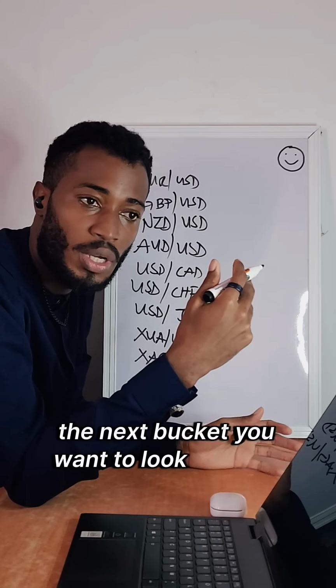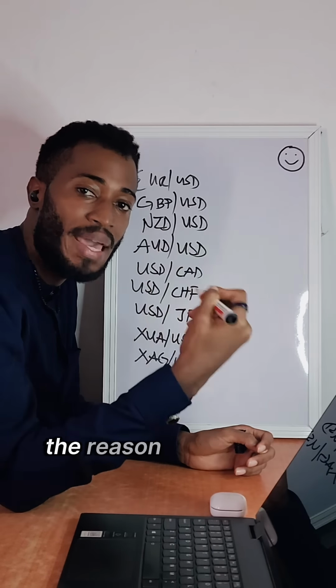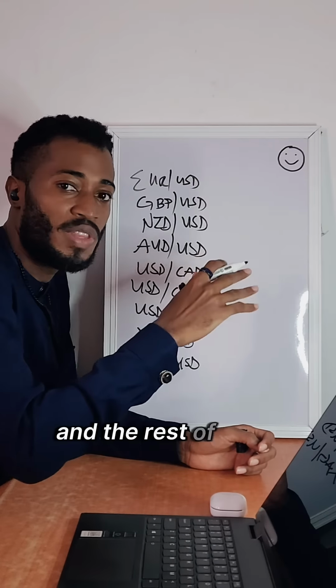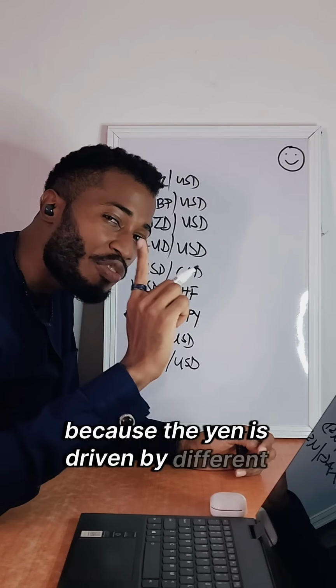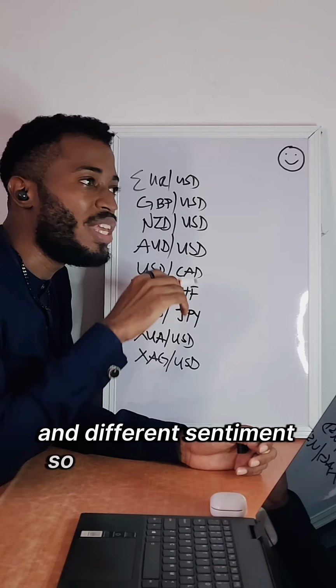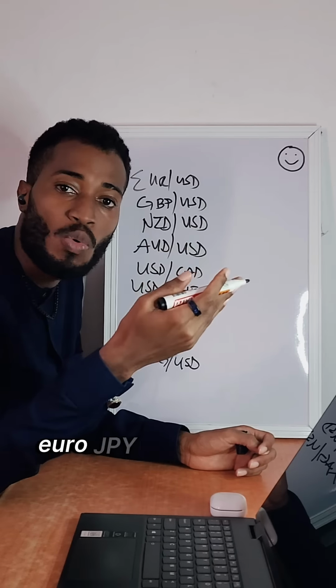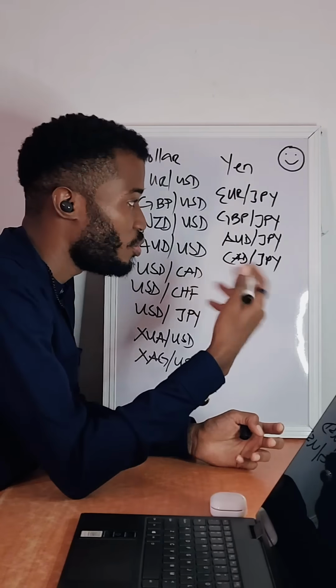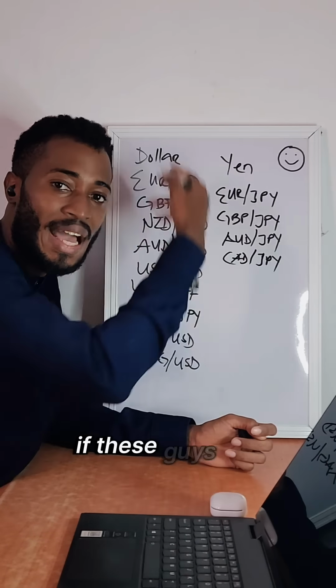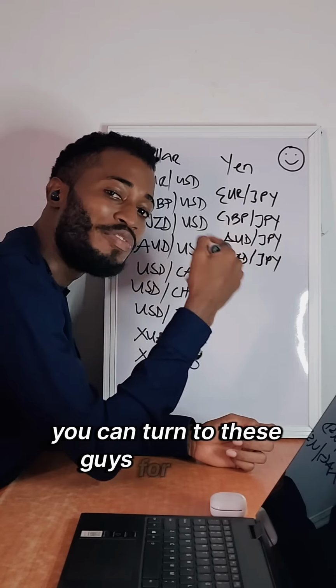The next bucket you want to look at is the yen pairs. The reason is that with the yen pairs, EUR/USD and GBP/USD and the rest of them can be doing something different, but the yen will be behaving differently because the yen is driven by different fundamentals and different sentiments. So even if the dollar is misbehaving, EUR/JPY has nothing to do with the dollar. So you want to be looking at EUR/JPY and so on and so forth. This should be in your second bucket. If these guys are misbehaving, you can turn to these guys for trading opportunities.